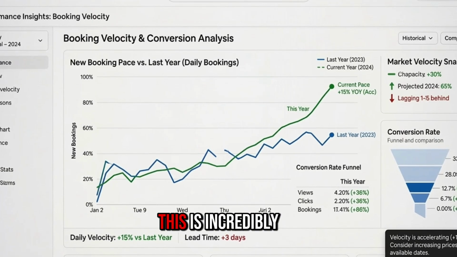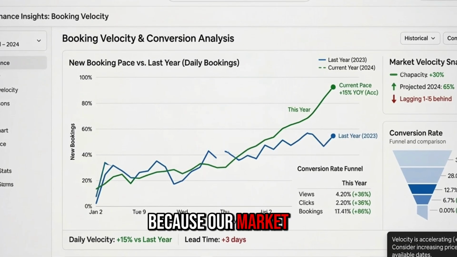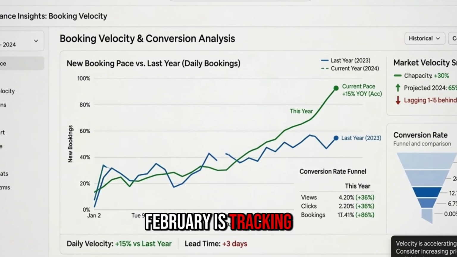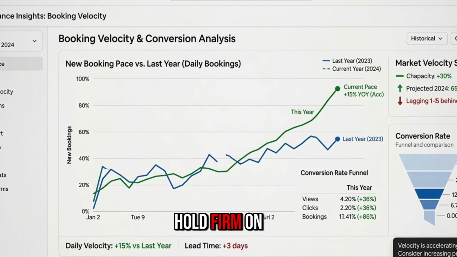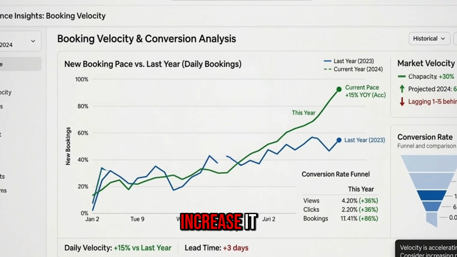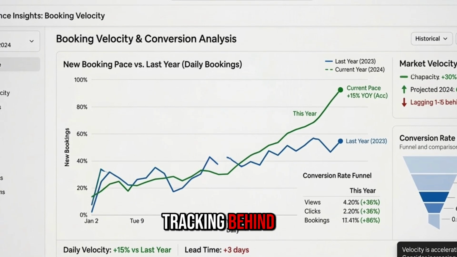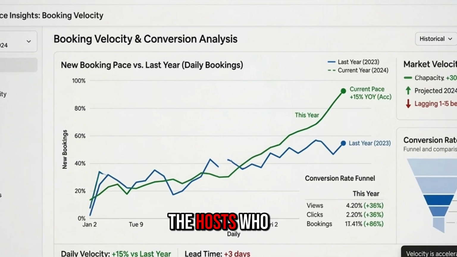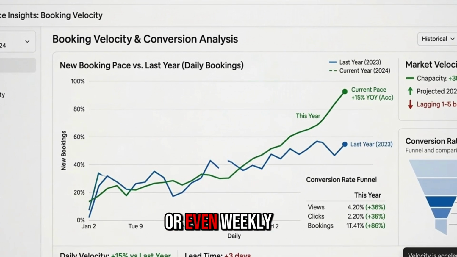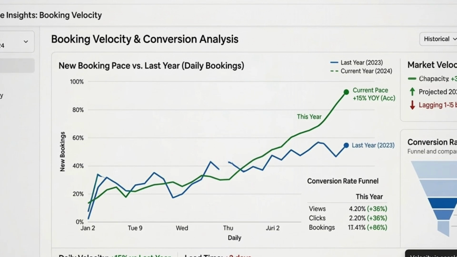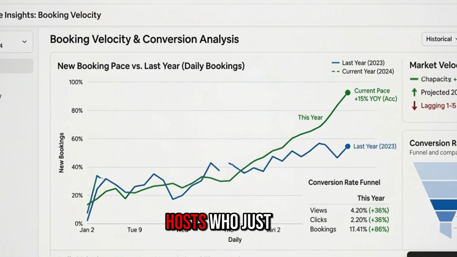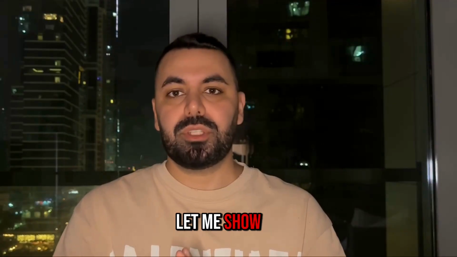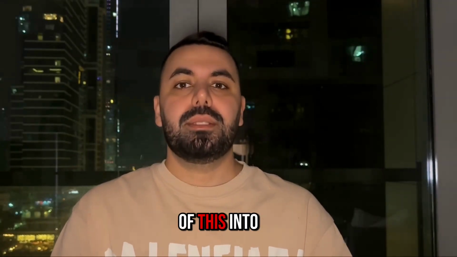For Dubai, this is incredibly valuable because our market has such distinct seasons. If you see February is tracking ahead of last year, hold firm on pricing. Maybe even increase it. If March is tracking behind, start those discount rule sets earlier. The hosts who check these numbers monthly or even weekly during key booking windows, they consistently outperform hosts who just set prices and hope.